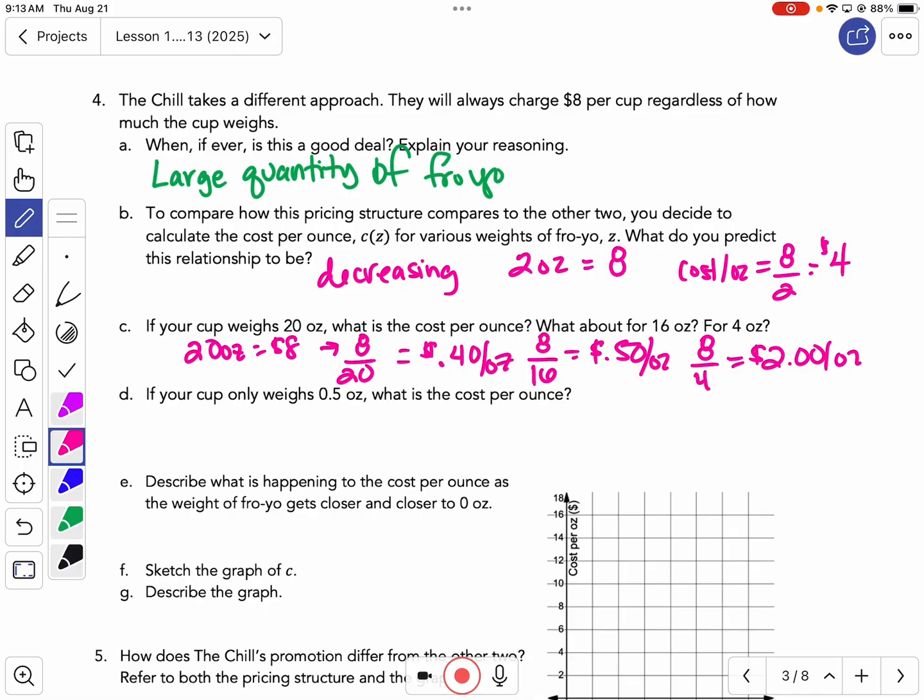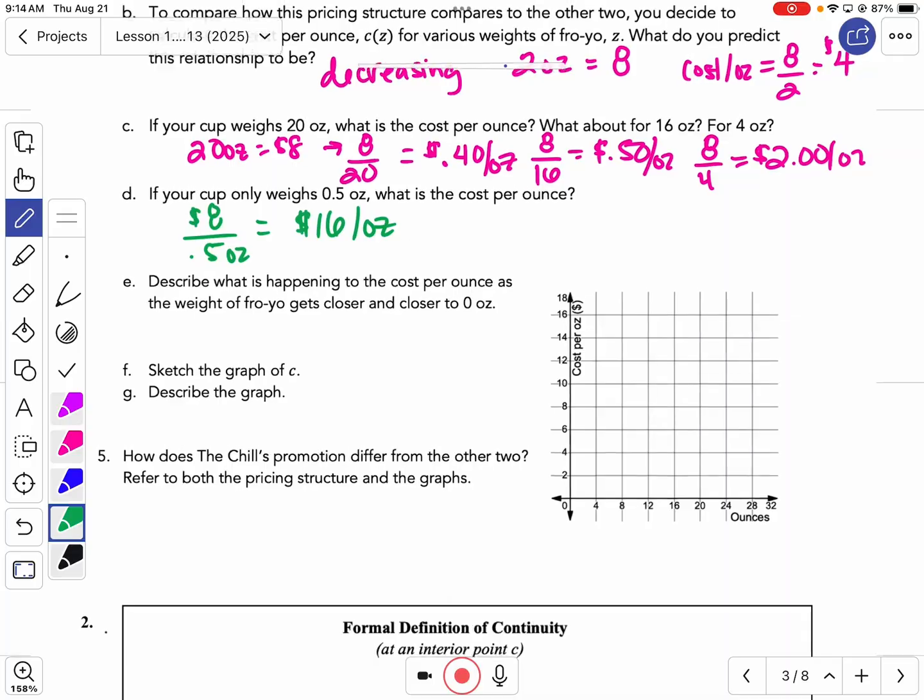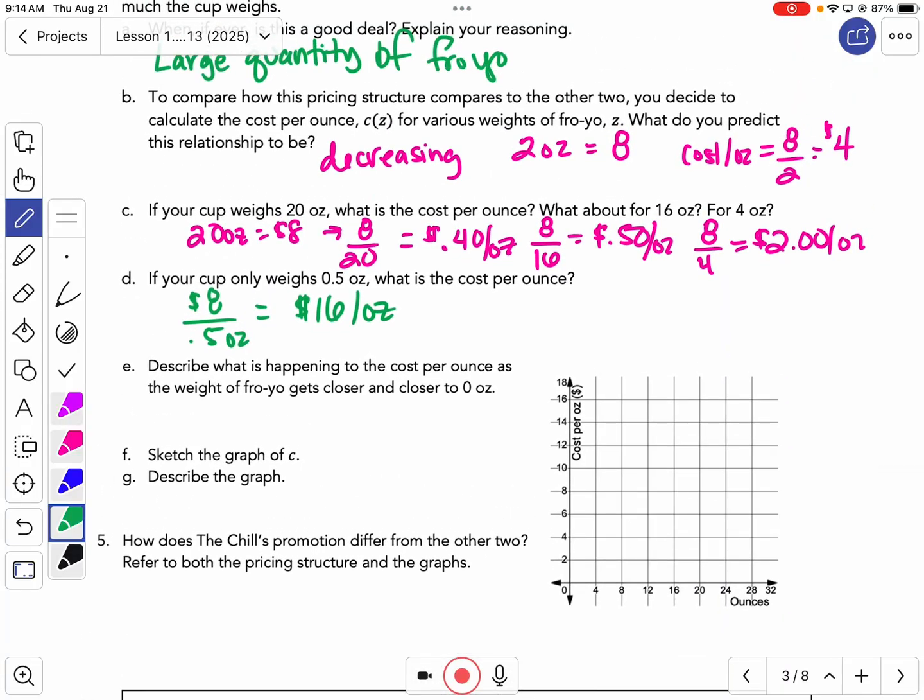Okay, and if my cup only weighed a half an ounce, all right, $8 divided by 0.5 ounces, it would actually cost me $16 per ounce. Okay. That's a lot of money for some yogurt, right? We're taking that cost, we're dividing it by our weight. So what's happening to the cost per ounce as the froyo gets closer and closer to zero? As the weight gets closer to zero, what's happening to my cost? Yeah, it's getting quite higher, all right? It's increasing quickly.